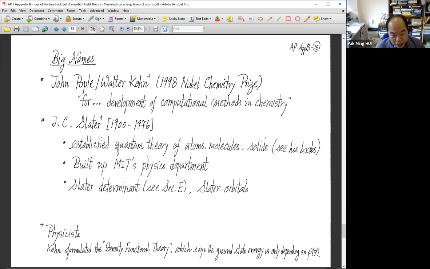He established the MIT physics department as we know it now. And then he established the quantum theory of atoms, solids, and molecules. You can look up titles of his books under something like quantum theory of atoms, quantum theory of molecules. Okay, he wrote several books.